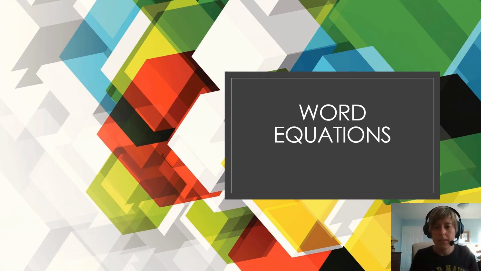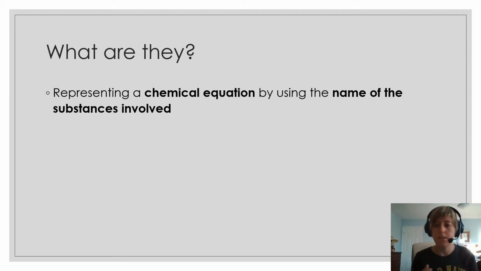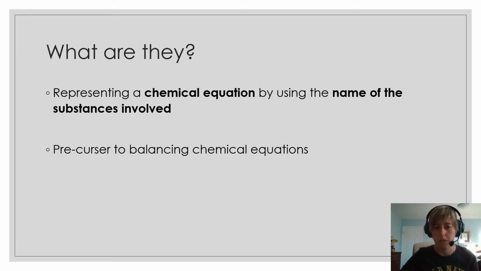Everyone, so in today's video we're going to be talking about word equations. Now, the first thing, what are they? They're basically a precursor to balancing chemical equations, and what we're really doing is representing a chemical reaction by using the names of the substances involved. So this is the first step that you're basically doing before you go to balancing chemical equations.